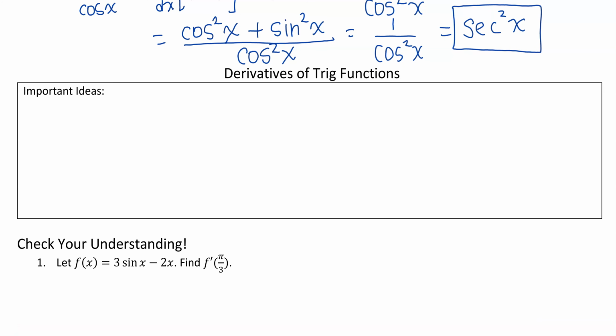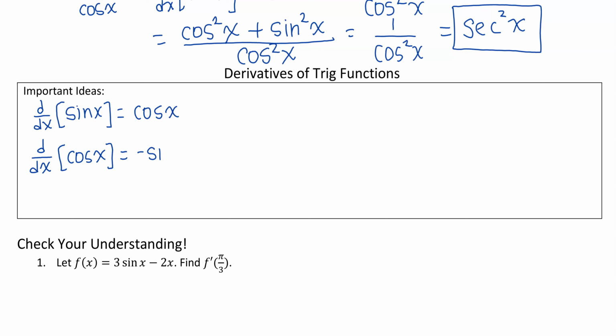So let's define all of these. The derivative of sine of x is what? Cosine of x. The derivative of cosine of x is going to be what? Negative sine of x. The derivative of tangent of x is what? Secant squared.